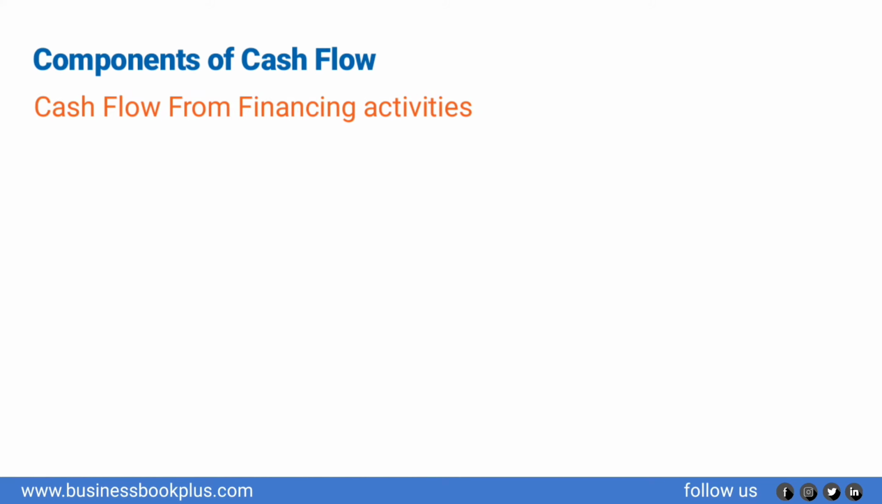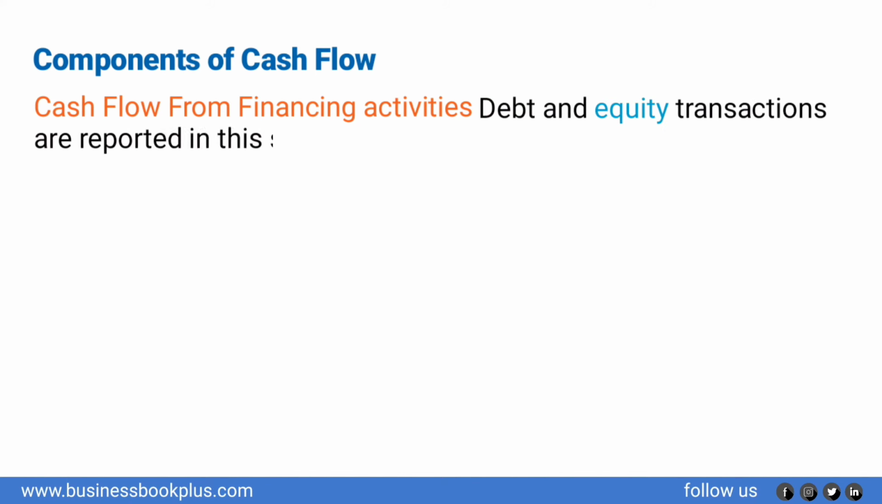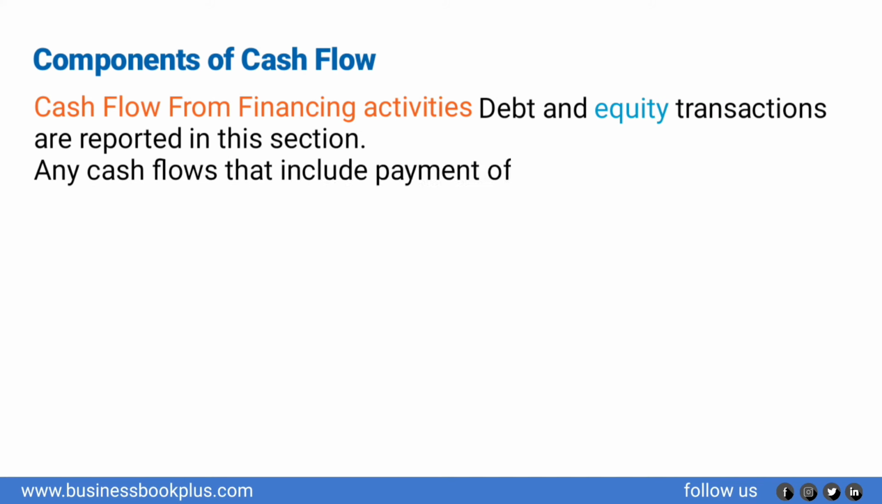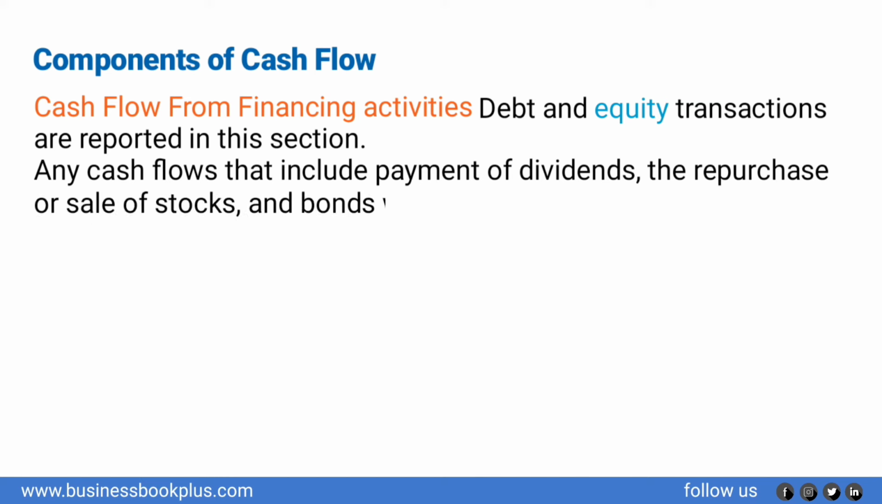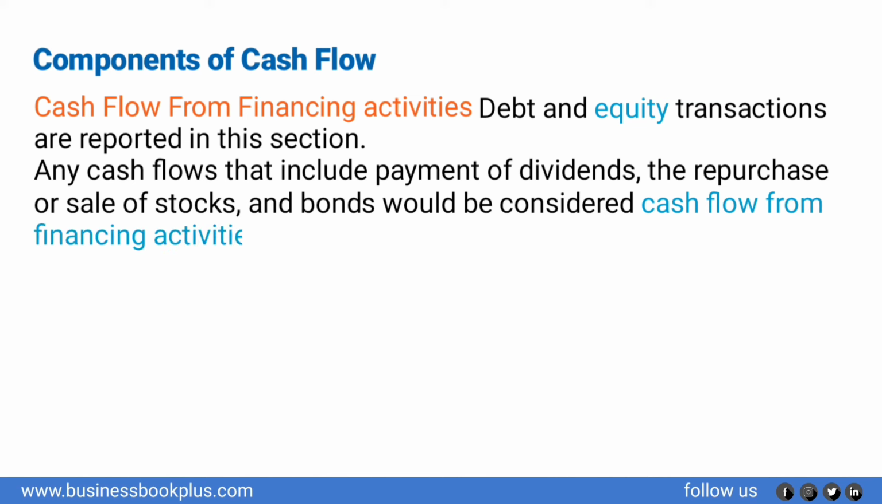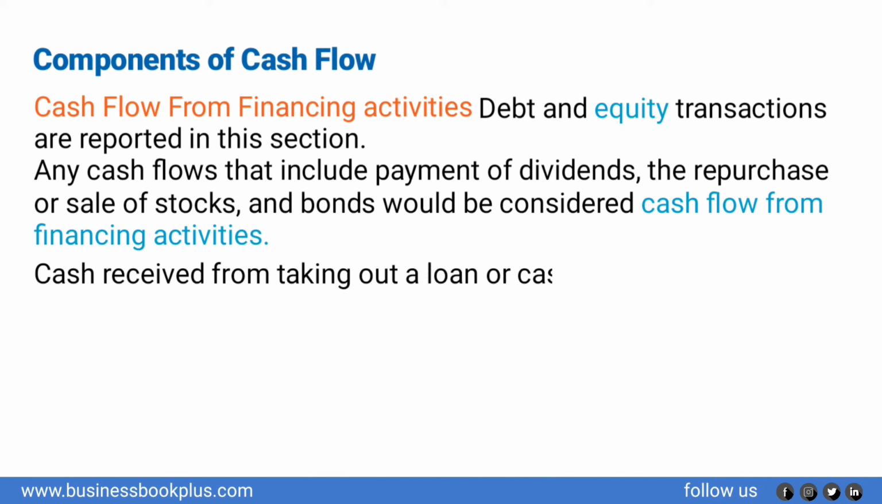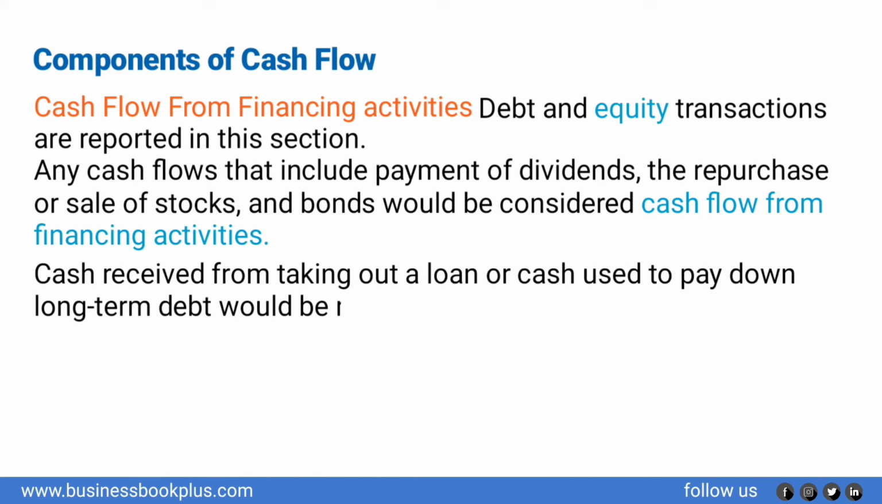Cash flow from financing. Debt and equity transactions are reported in this section. Any cash flows that include payment of dividends, the repurchase or sales of stocks, and bonds would be considered cash flow from financing activities. Cash received from taking out a loan or cash used to pay down long-term debt would be recorded in this section.